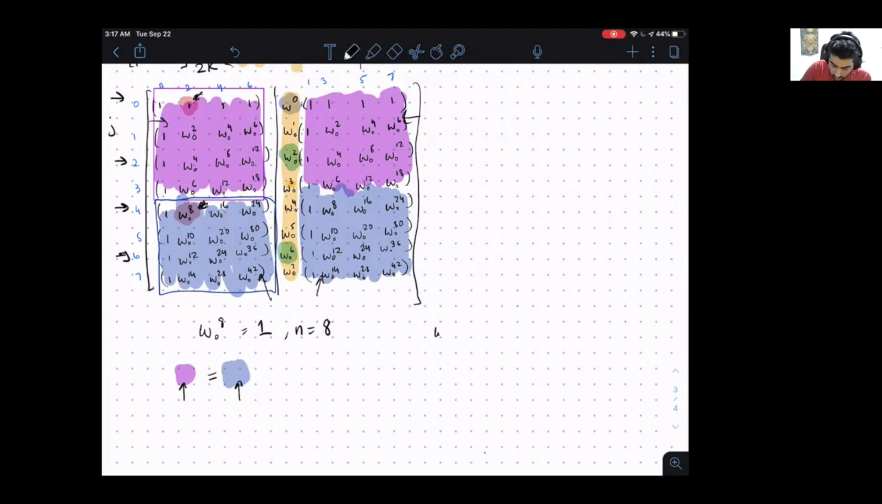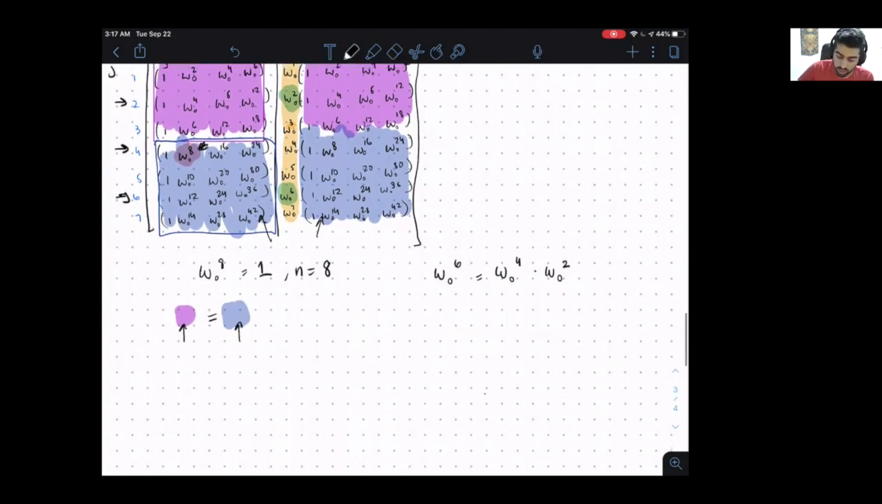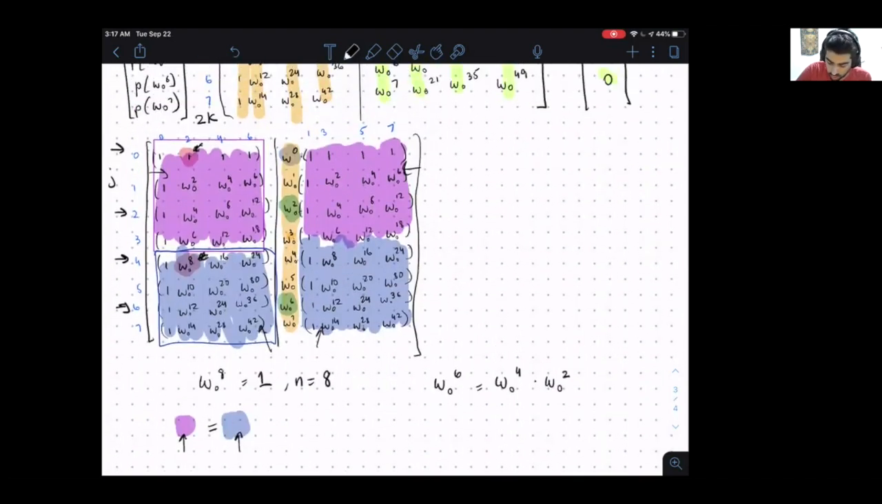Well, we have that omega naught to the sixth is equal to omega naught to the fourth times omega naught squared. And we know that omega naught to the eighth is 1. So omega naught to the fourth is actually going to be -1. And the easiest way to think about this, just as a sort of aside about complex numbers on the unit circle.